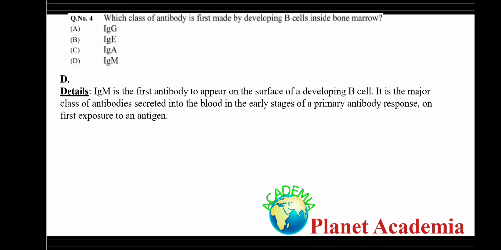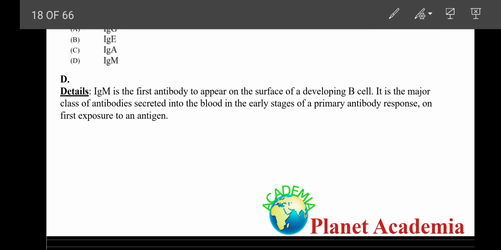Now moving to the next question: which class of antibody is first made by developing B cells inside bone marrow? It is a fact that IgM is the first antibody which appears on the surface of B cell. Also, IgM is the first antibody which you can see against any antigen in the primary response. So D is the right answer.